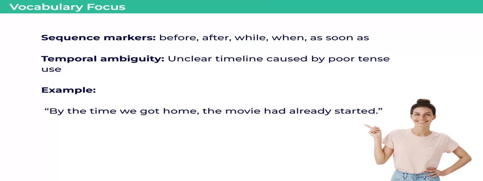Temporal ambiguity. Unclear timeline caused by poor tense use. Example, by the time we got home, the movie had already started. Okay, so that's a good example. By the time we got home, that is the moment in the past. The movie had already started by that time. But we want to avoid temporal ambiguity.